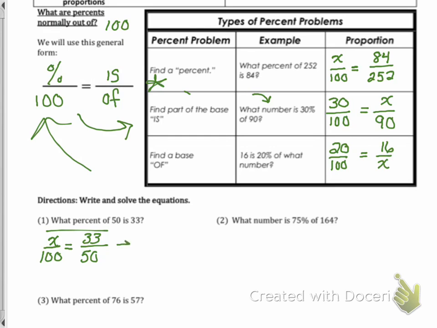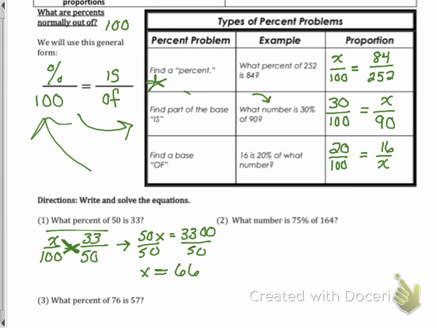Then I would cross multiply. I would get 50x, multiplying these two, is equal to 3,300. I'm multiplying 33 and 100. And then I would simply divide both sides by 50. And let's see, x is equal to 66. And that's it. That would be 66%.